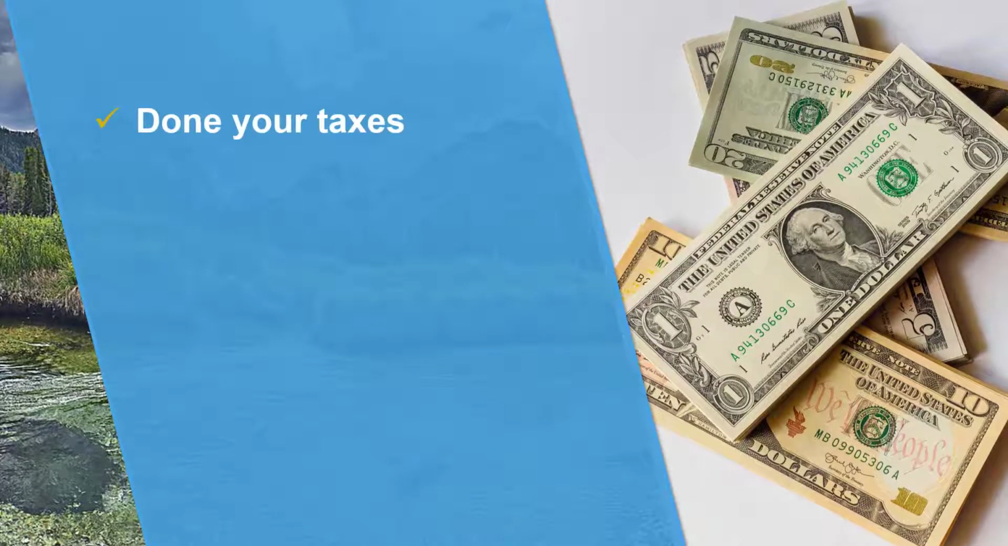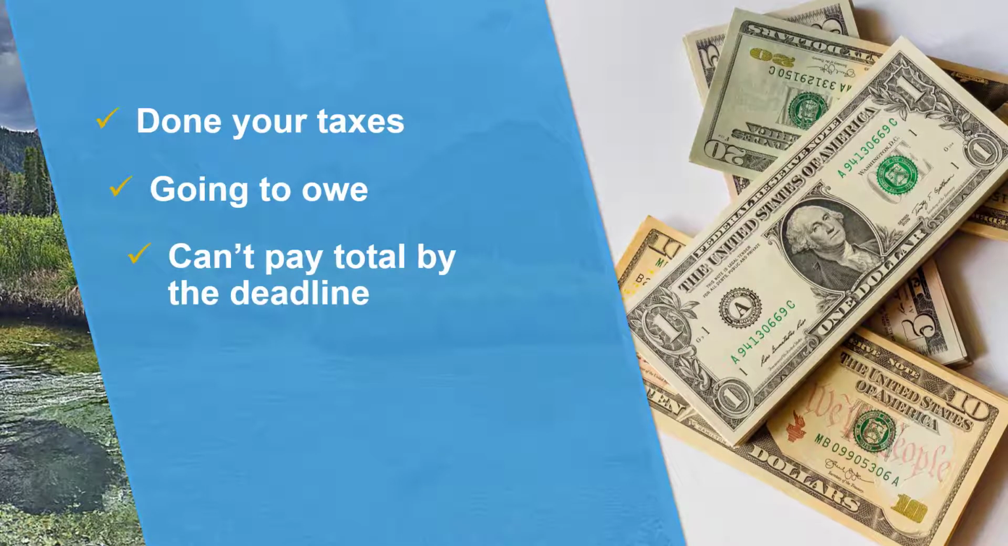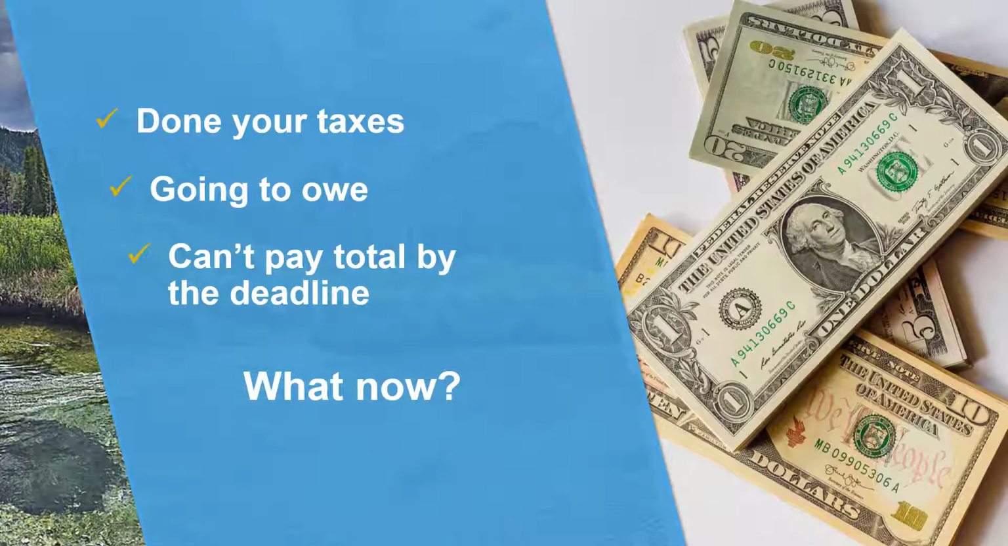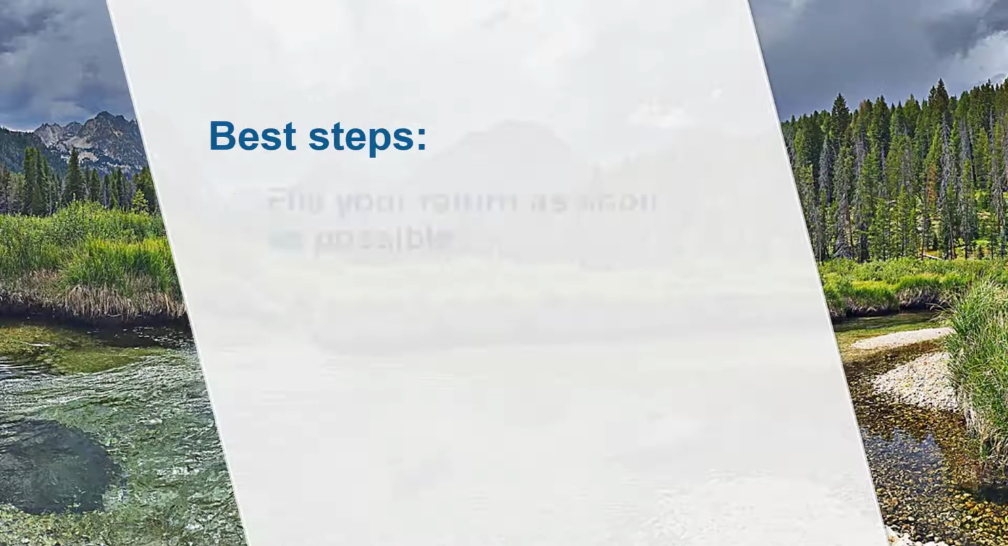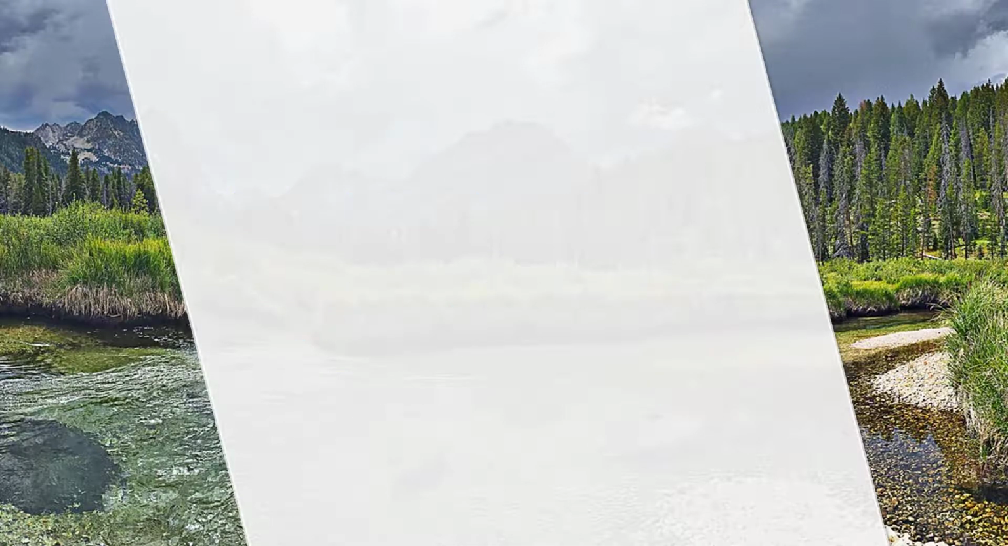You've done your income taxes and you're going to owe, but you don't think you can pay the total by the deadline. So, what's the best thing to do now? File your return as soon as possible and pay what you can before the deadline. Then request a payment plan.